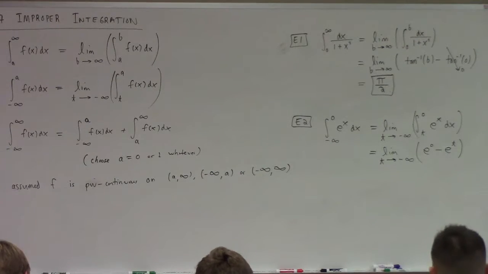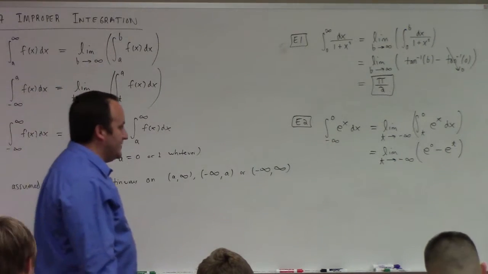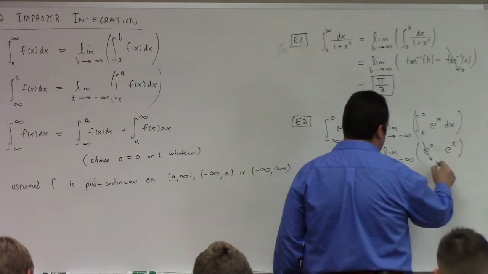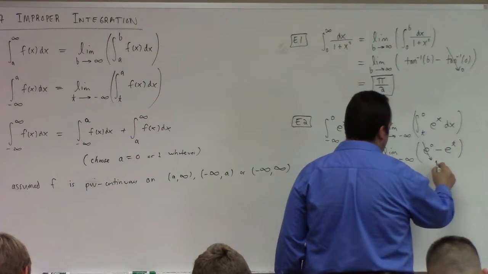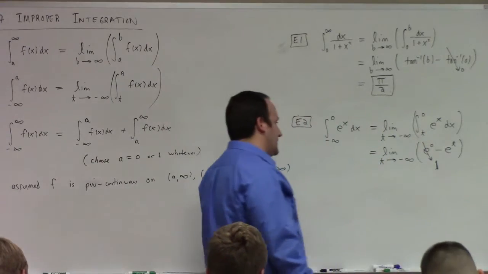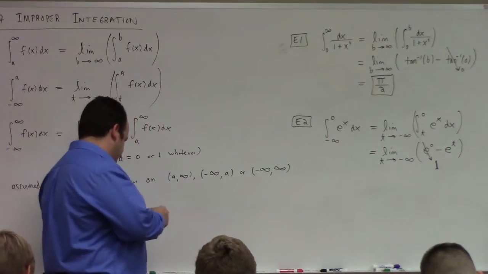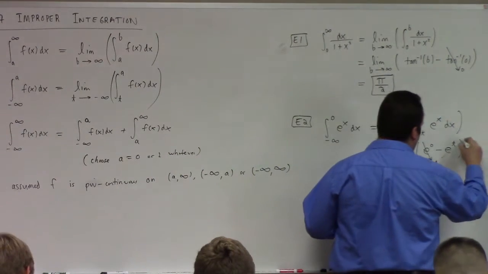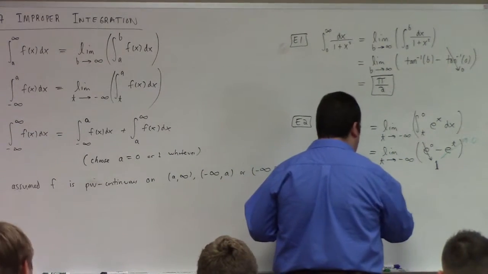e to the 0, you know it, you love it. It's 1, yes. And what happens to e to the t as t goes to minus infinity? Yeah, that goes to 0. So in total, we get 1.